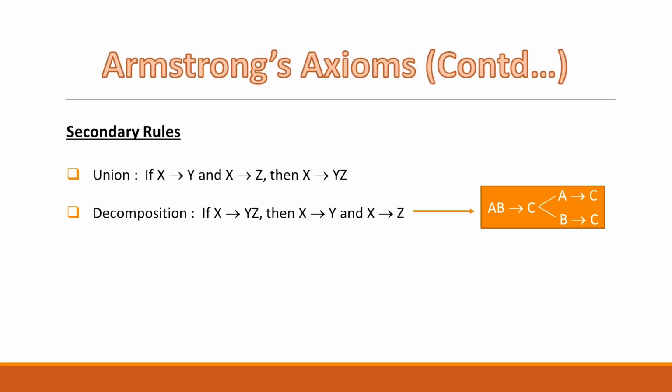Our next rule is decomposition. If there is a functional dependency from X to YZ, then we can decompose that functional dependency into two other functional dependencies, that is from X to Y and from X to Z. Just like union rule, the decomposition rule is also applied only on the right hand side.